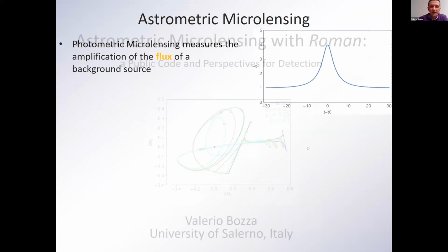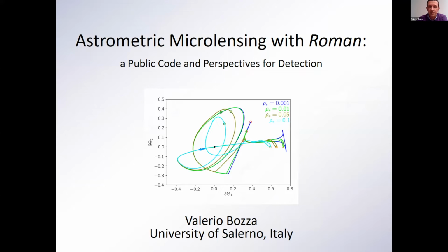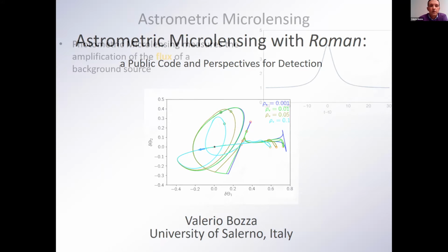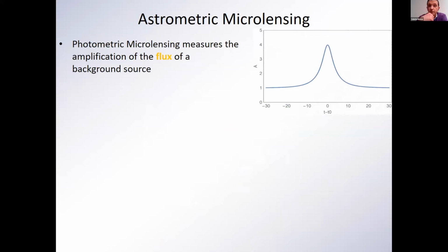So I'm Valerio Bozza from the University of Salerno in Italy. I've been collaborating with the microlensing science investigation team on the development of software for analysis and computation in microlensing. I will tell you something about the work we have done in the last few years, and in particular I will focus on astrometric microlensing. You already had an introduction by Chris about astrometric microlensing.